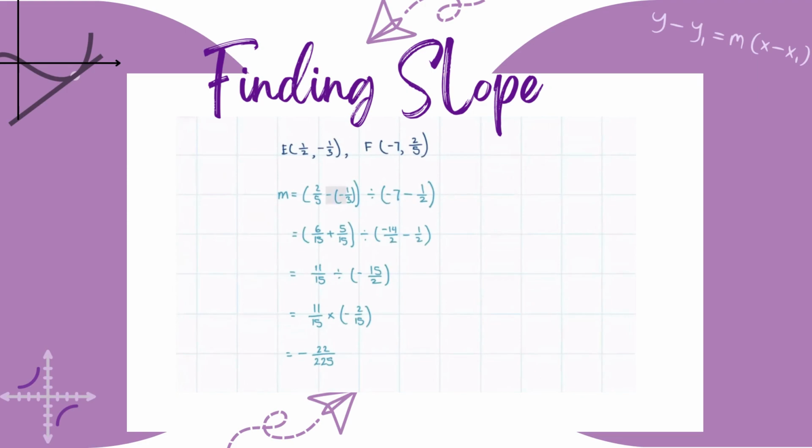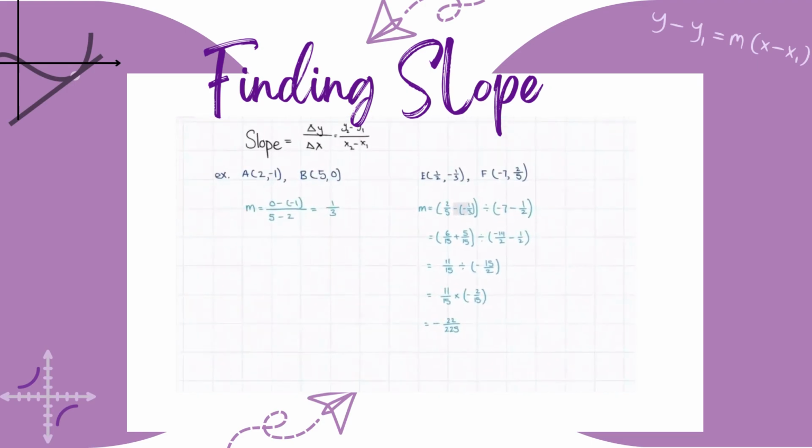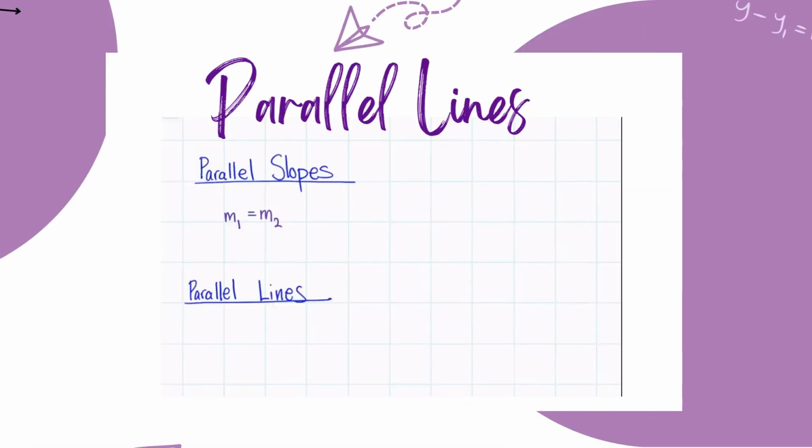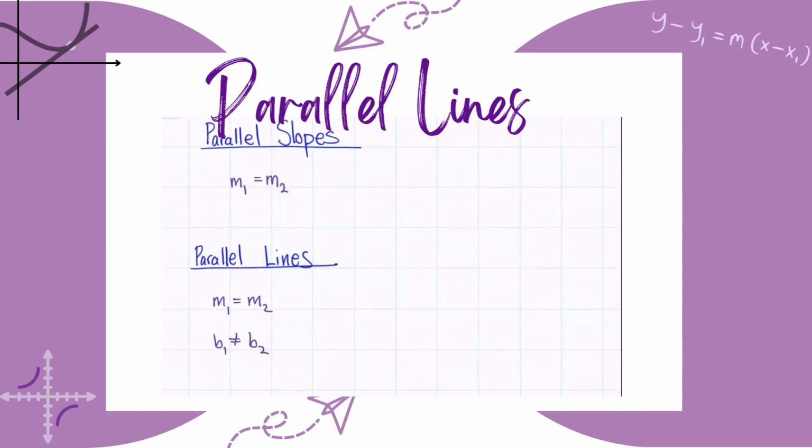Any questions with it? Okay, so now we know how to get the slope, right? For parallel lines, the slopes are equal to each other, but the y-intercepts are not equal to each other. Any questions with that?